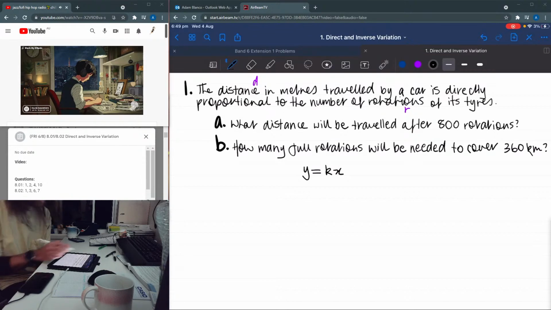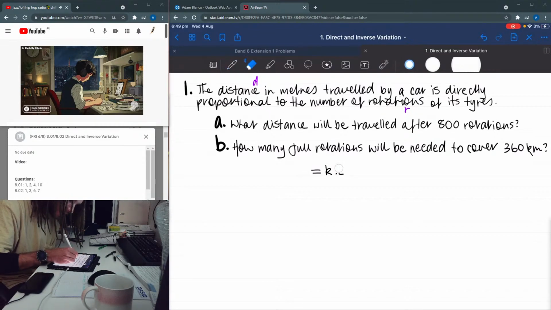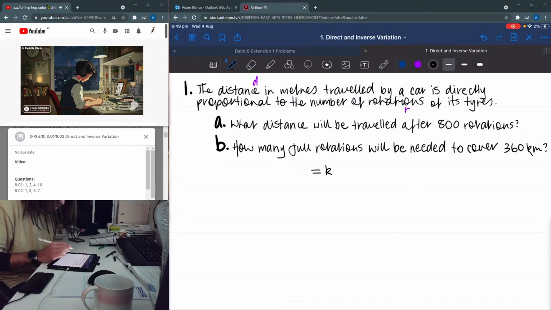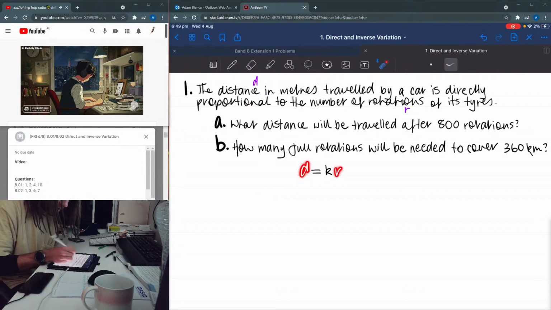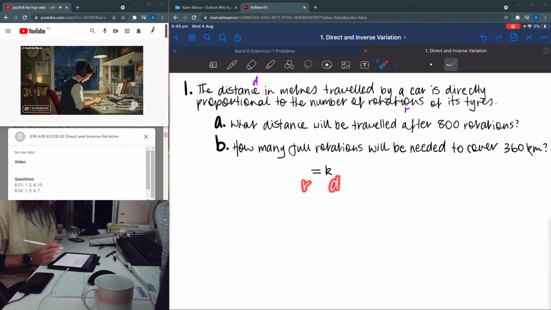Then I just replace it with the stuff I've got. I don't have y and x. I've got d and r. It doesn't really matter which one you put where, d or r, or if you do r and d, you're just going to end up with a different k value.